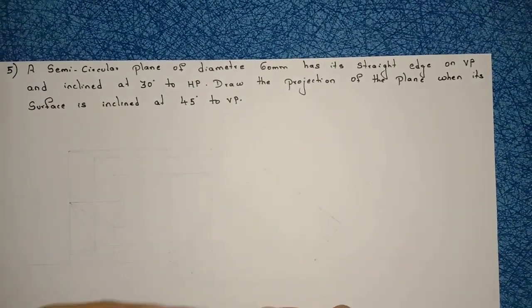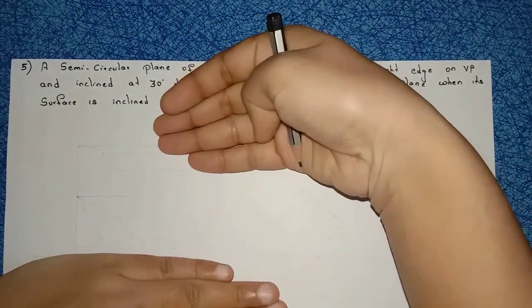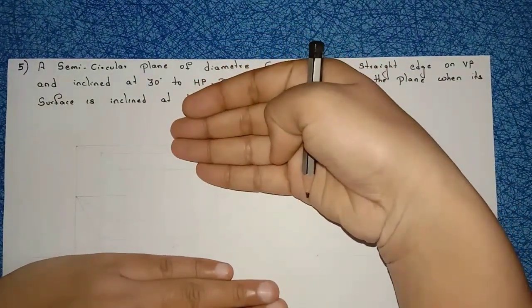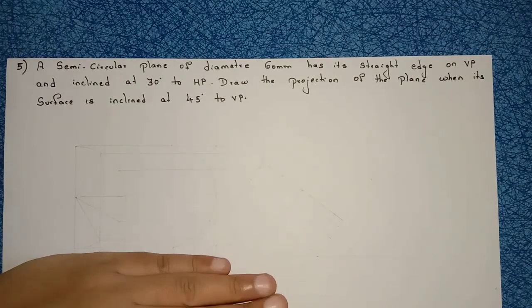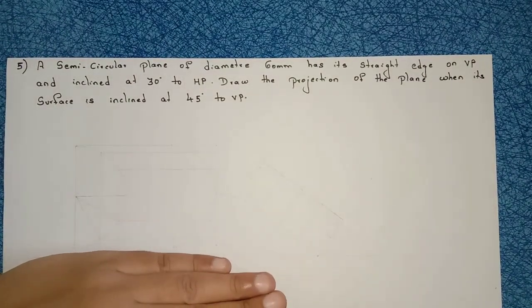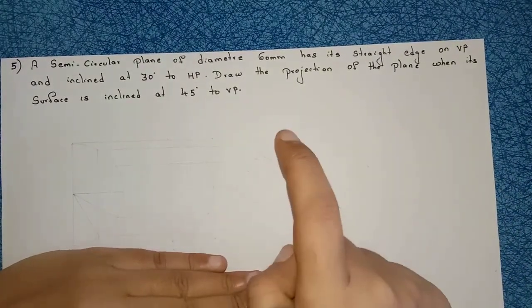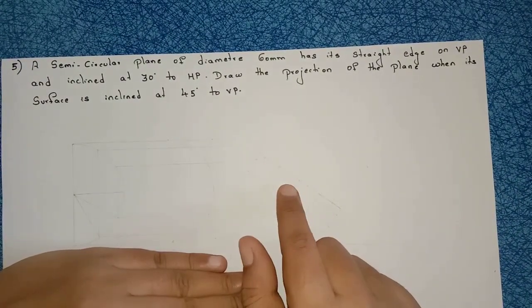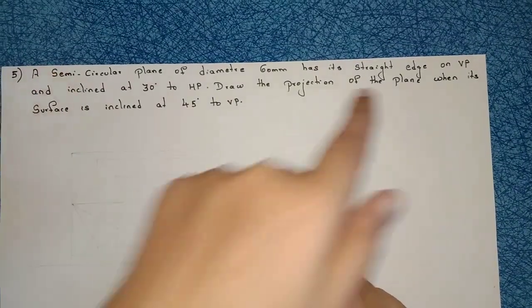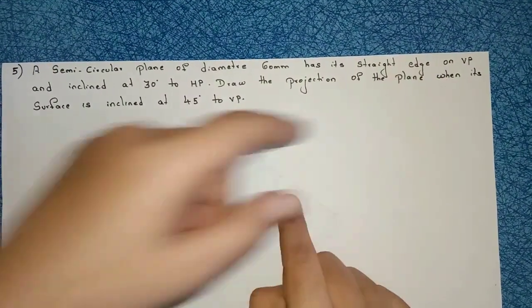So this is the reference line. Above the reference line you are going to construct the front view. Below the reference line you are going to construct the top view, right? So this is the vertical plane, this is the horizontal plane. In the vertical plane only we have to construct the semicircle, right? The condition is edge, right?